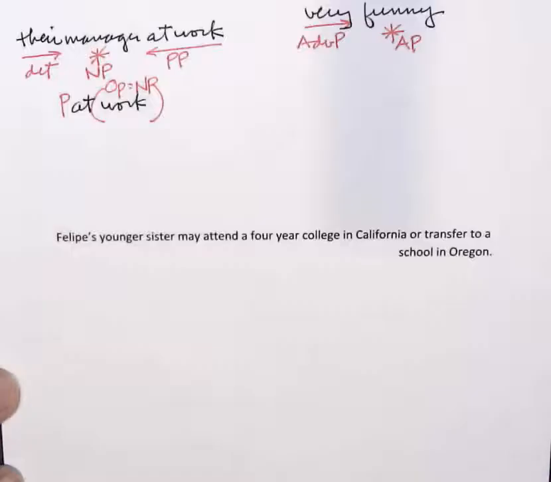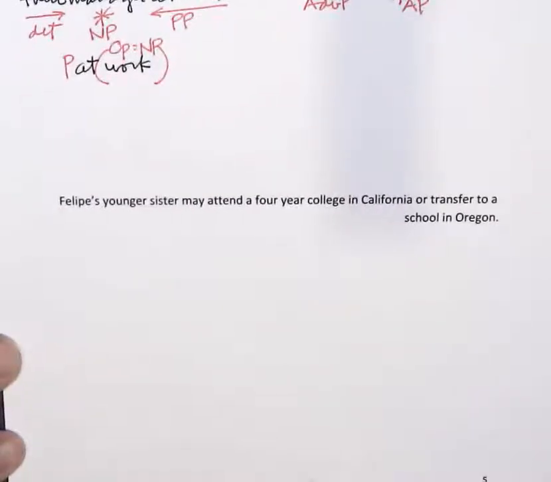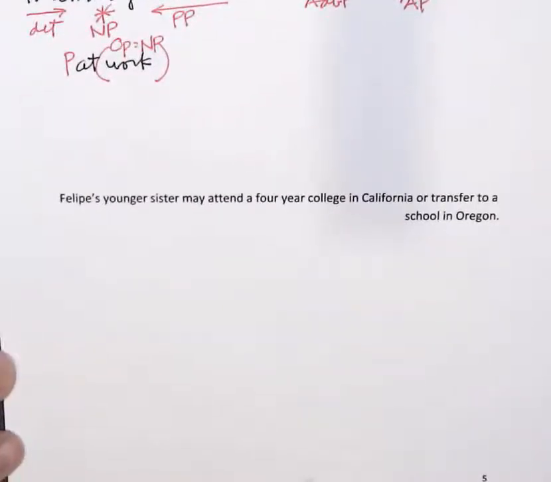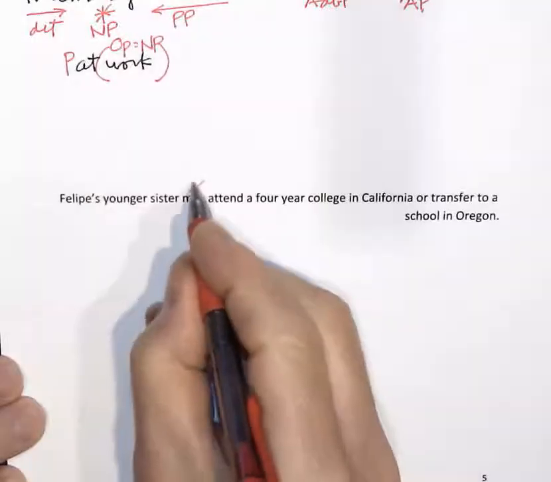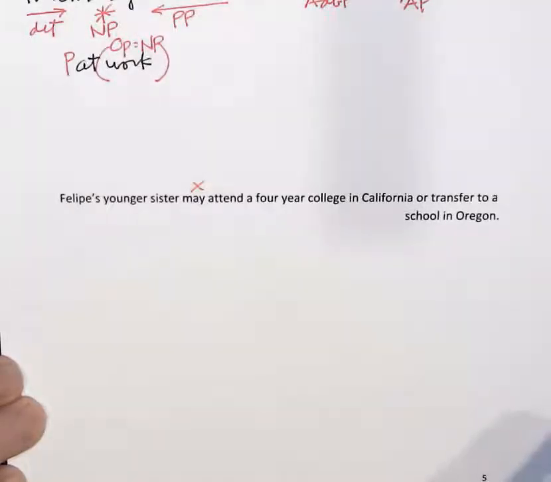We're down to our last practice sentence. Felipe's younger sister may attend a 4-year college in California or transfer to a school in Oregon. Please analyze that sentence down to the individual words, and then we'll analyze it together. So let's begin. Felipe's younger sister may attend a 4-year college in California or transfer to a school in Oregon.